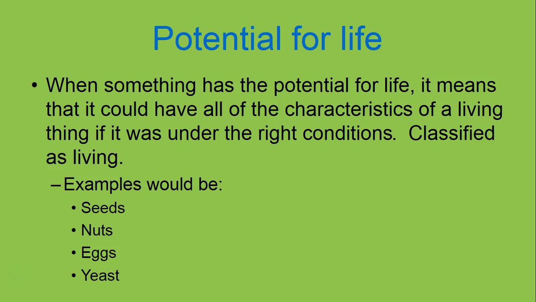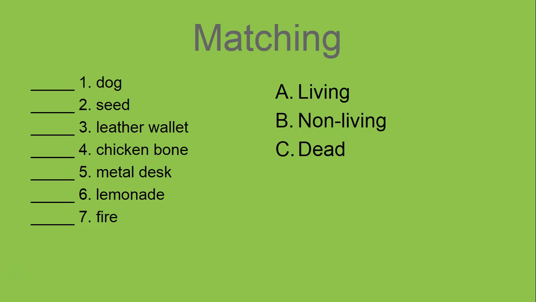One last thing to consider: when something has the potential for life, that means it could have all the characteristics of a living thing if it were found under the right conditions. These types of objects or organisms are classified as living. These could be things such as seeds, nuts, eggs, yeast, and so on. So they would fall in the living category.